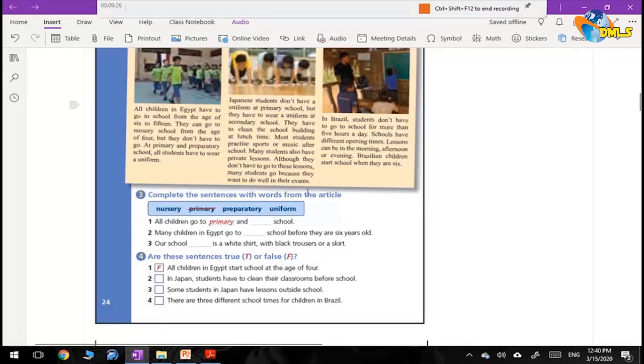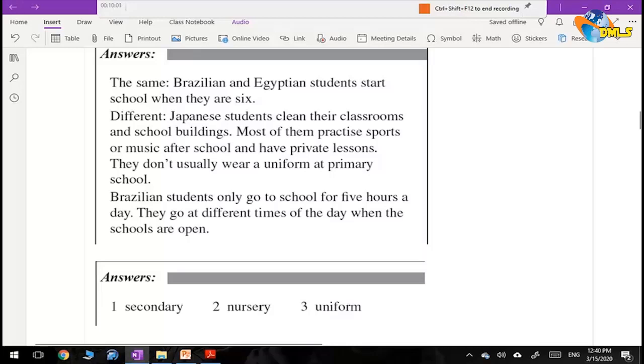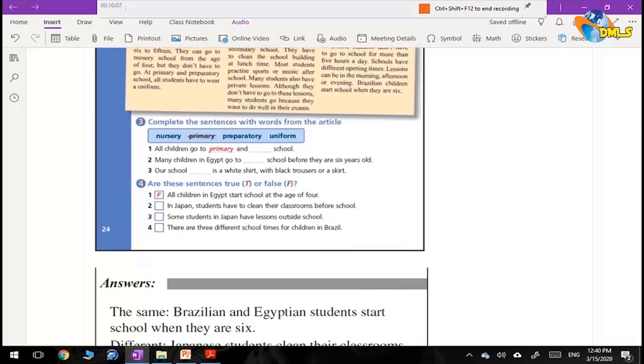Exercise 3: complete the sentences with words from the article. From the article above, these are the 4 words: nursery, primary, preparatory, and uniform. Number 1, all children go to primary and so school. Number 2, many children in Egypt go to so school before they are 6 years old. I believe this will be nursery, this will be preparatory. Our school, uniform. Let's check these answers. Secondary, that's the first gap. Then nursery on gap 2, and on gap 3 we have uniform.